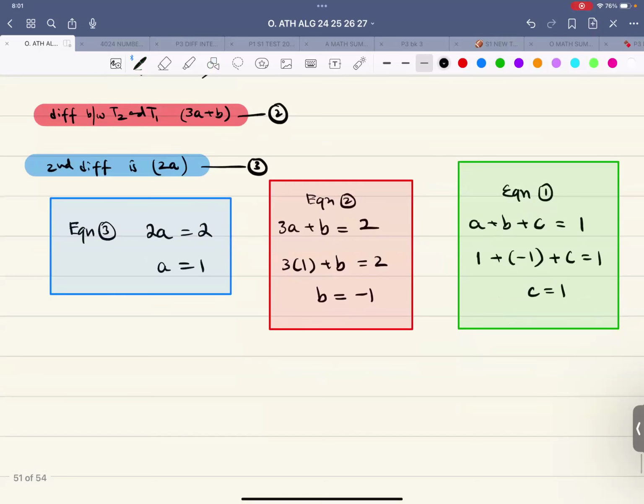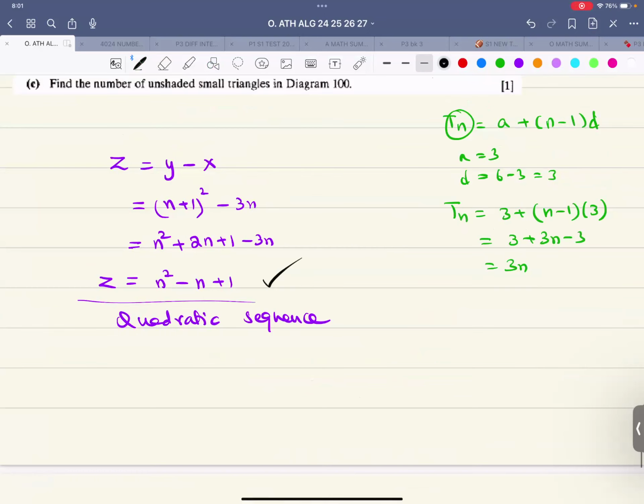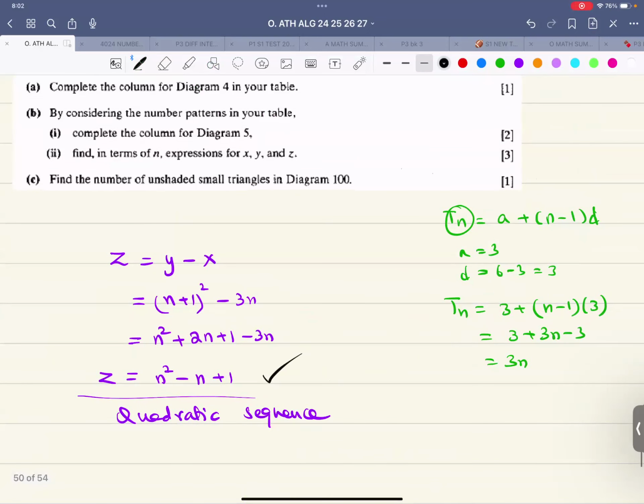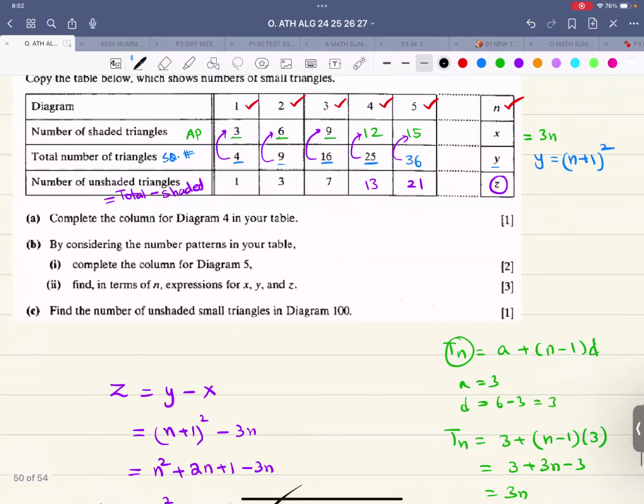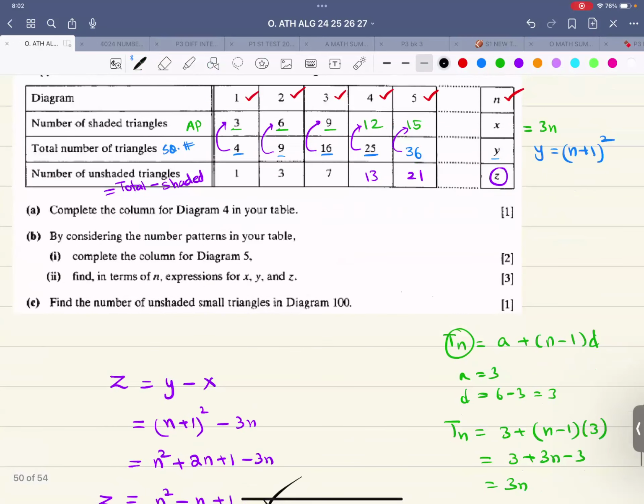So therefore, the last thing, what is Tn? Tn is an squared, that is 1n squared minus 1n plus 1, which is n squared minus n plus 1. Is that the answer? Yes, that's right over here. But I found it using subtraction in this case. Complete the table for diagram 4. That thing is done by considering the number of patterns.